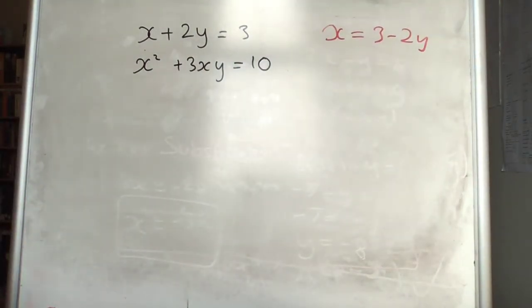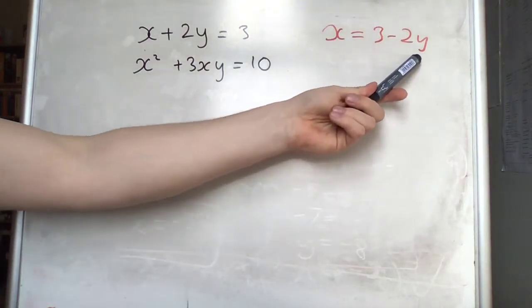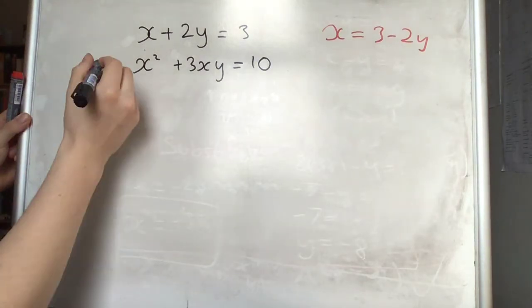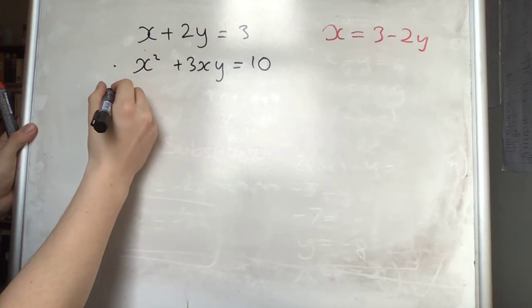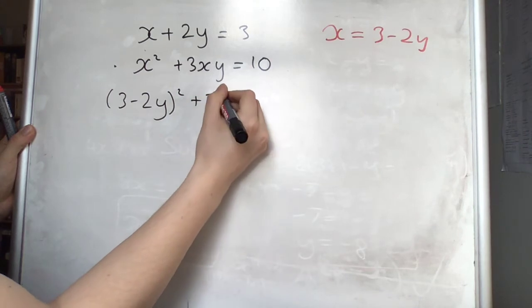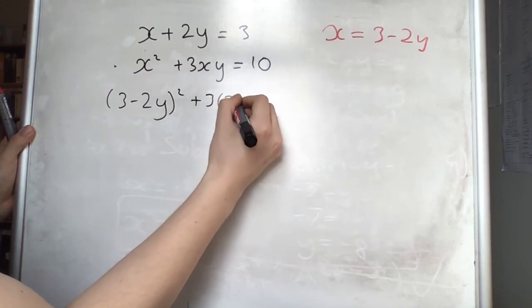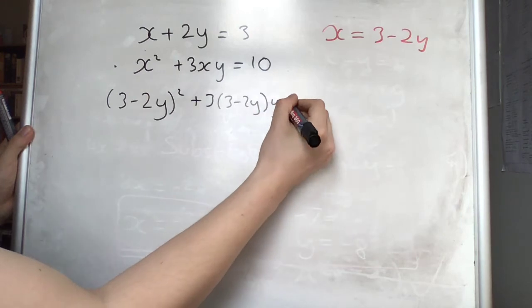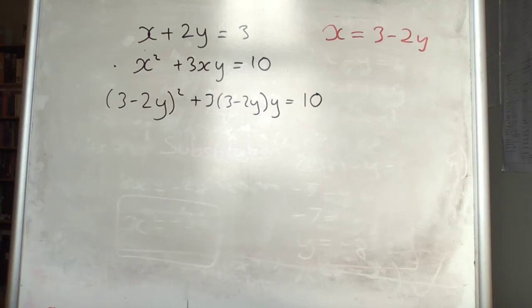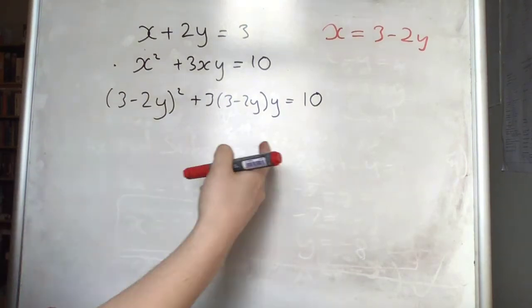And from there, all we really need to do is plug 3 minus 2y into our second equation. So that is the whole process of substitution. We are substituting x equals 3 minus 2y into this one. So let's do that now. We've got (3 minus 2y) squared plus 3 times (3 minus 2y) times y equals 10. So we've replaced the x with that expression for x. And then all we want to do now is expand this whole equation.